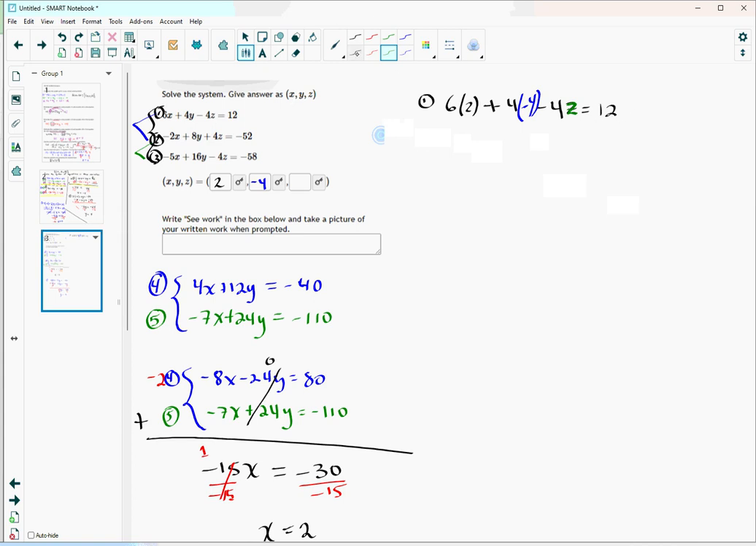Okay, so I'm just going to simplify first. 6 times 2 is 12. 4 times a negative 4 is a negative 16. Then I just copy down negative 4z equals 12. And simplify. 12 minus 16 is negative 4. Bringing down the rest.